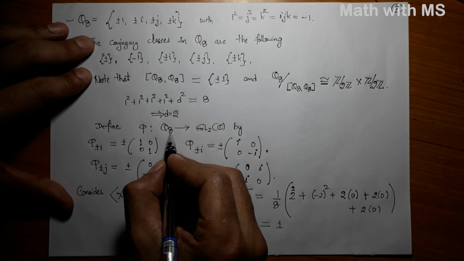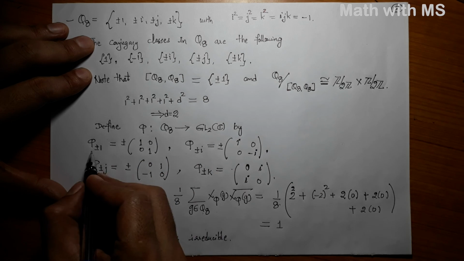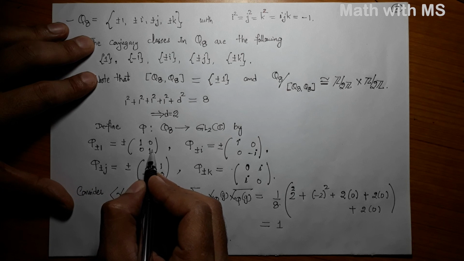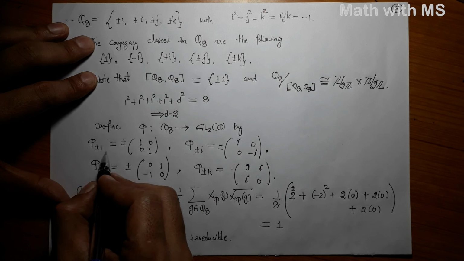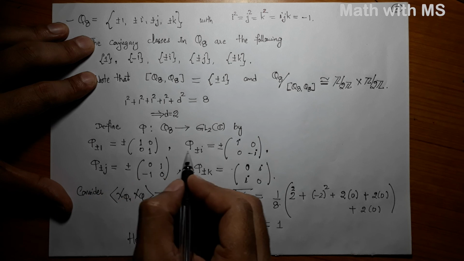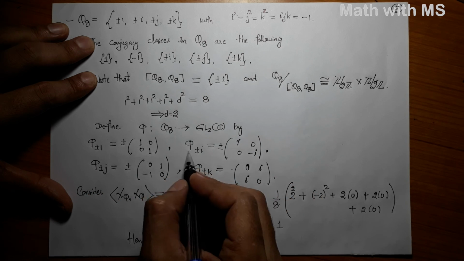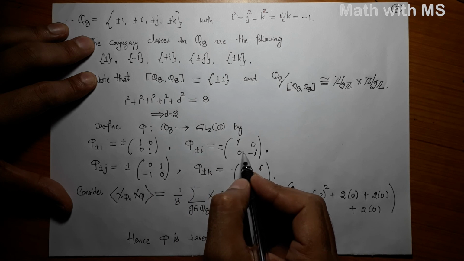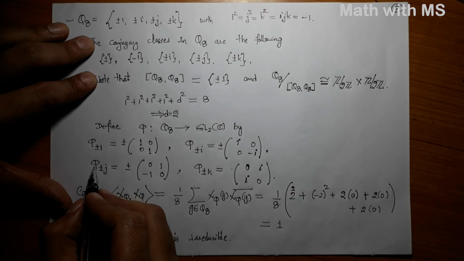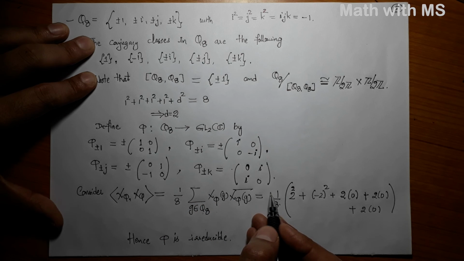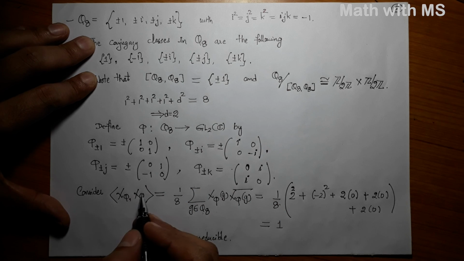So let me define phi from Q8 to GL2(C) by setting this. Phi of 1 is the identity matrix, of course, being a homomorphism. Phi of minus 1 is minus the identity. Phi of i is the matrix with i and 0 on the top row and 0 and minus i on the bottom row, and phi of minus i is minus phi of i. Similarly I define phi of plus minus j and phi of plus minus k. One can check easily that it is a homomorphism.